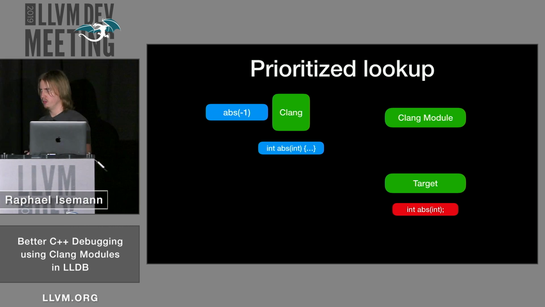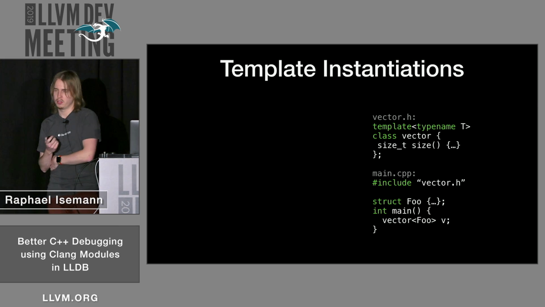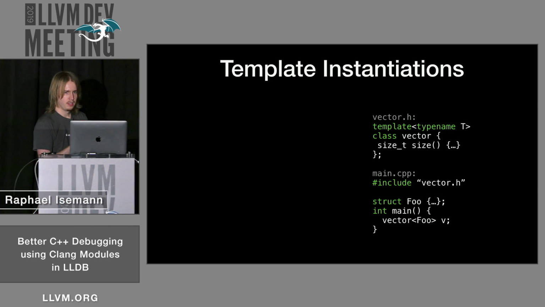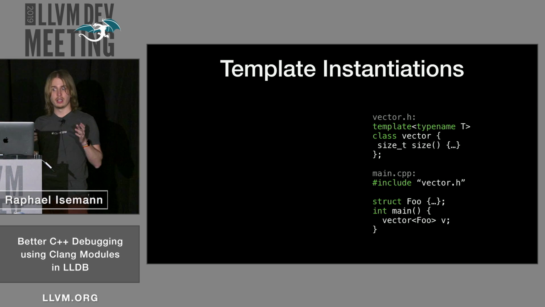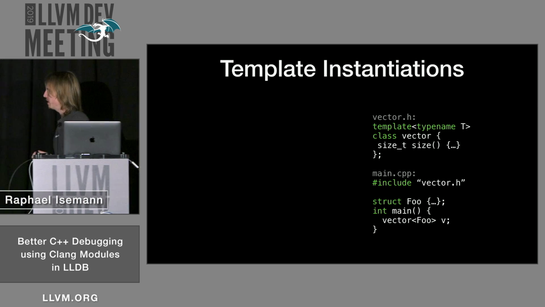The second trick is that we give template instantiations some special treatment. So again, another example: we have a vector.h, and it just declares a template, a vector of T.